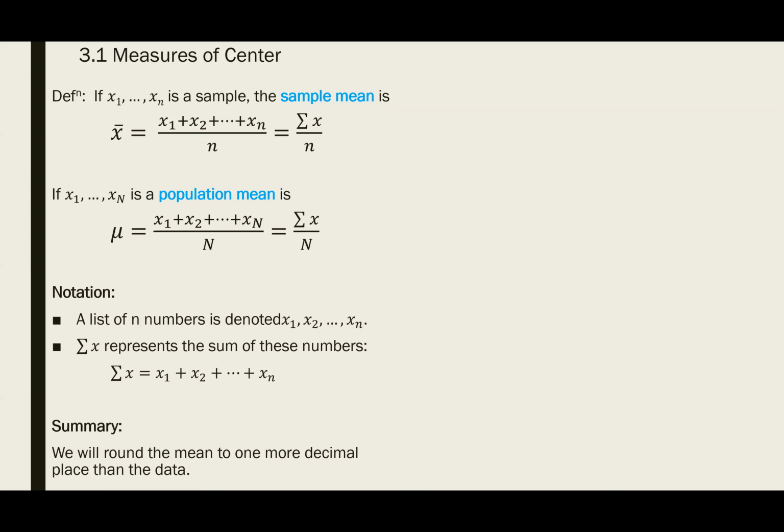Make sure, ladies and gentlemen, to remember your notation, which is the X bar. The X bar is your sample mean. The mu, which is like a U with a tail, we call a population mean. To calculate them is the same: just take each of your data, add them up, and divide it by the total number of data. The reason I emphasize this is because later on, you have to know the difference between the notation.